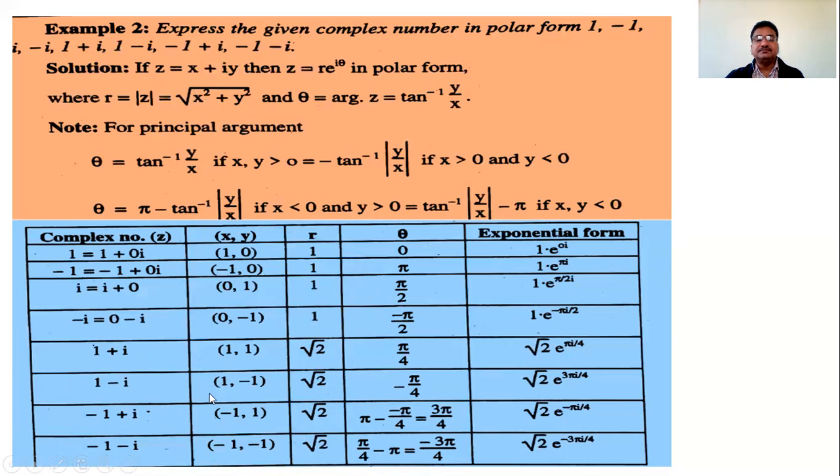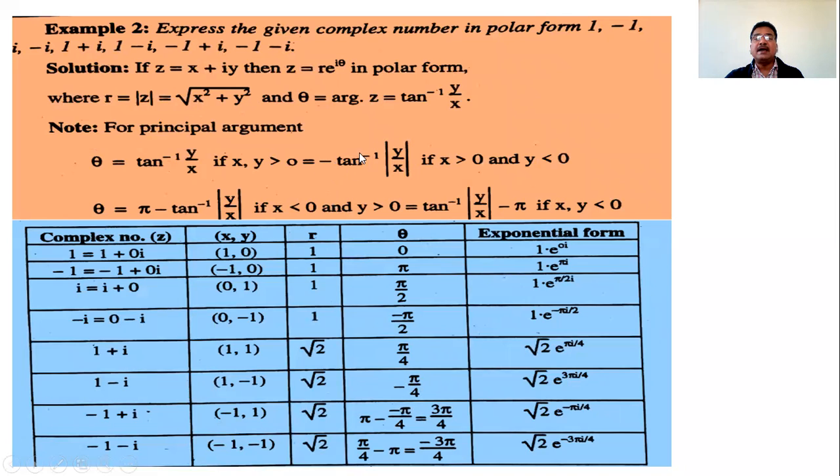And then for the argument, we have to find the value of theta, the principal argument. Here x is greater than 0 and y is less than 0. So for theta, use this definition: minus tan inverse of mod y by x. y is minus 1 and x is plus 1, so y by x is minus 1, but the mod of minus 1 is plus 1. And then what is tan inverse 1?